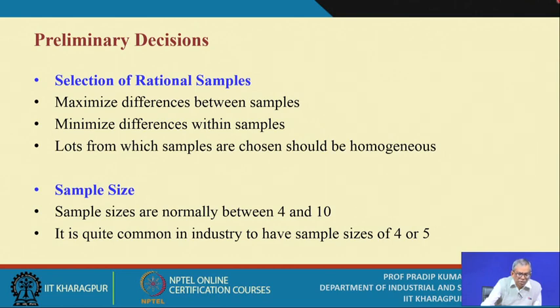Related to the sample size, sample sizes are normally between 4 and 10, because we are dealing with variables data, the information content is more, and that is why you may have a smaller sample size. So, between 4 and 10, and in many cases we will find that the sample size may be restricted to 5. It is quite common in industry to have sample sizes of 4 or 5.